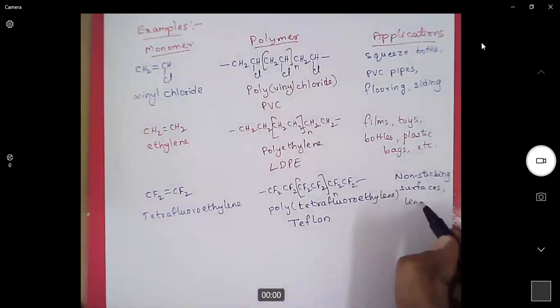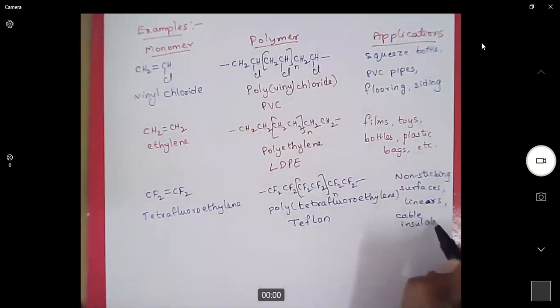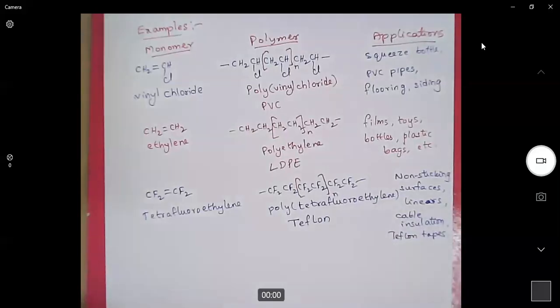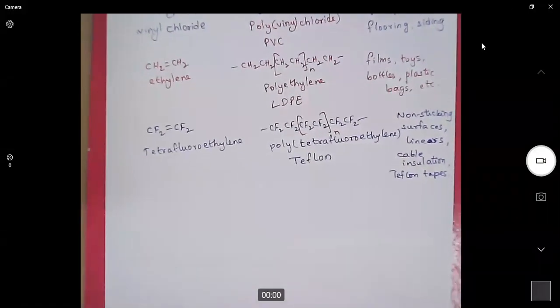We can use them as liners, then cable insulation, and Teflon tapes. Teflon tapes are very famous in water pipes. Teflon tapes are used for long standing.